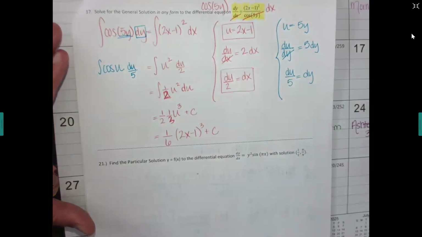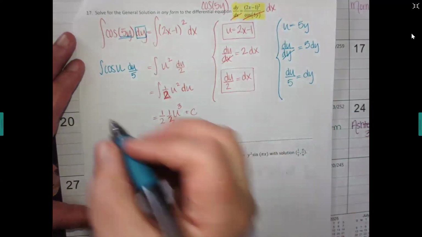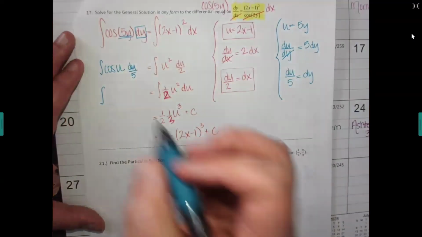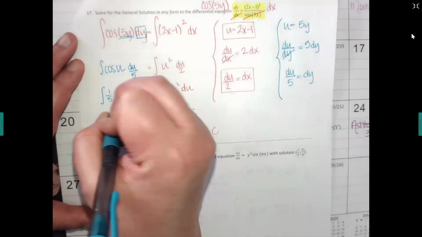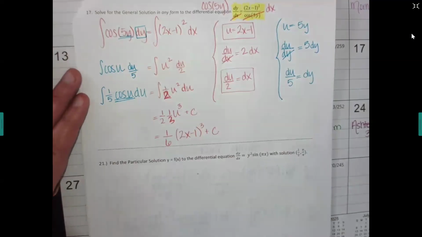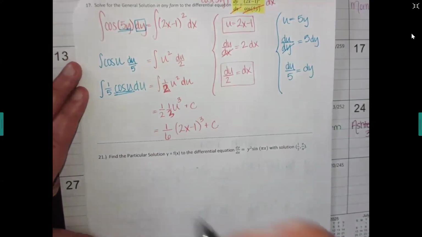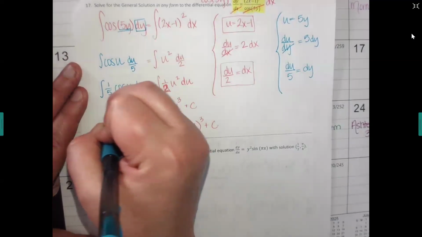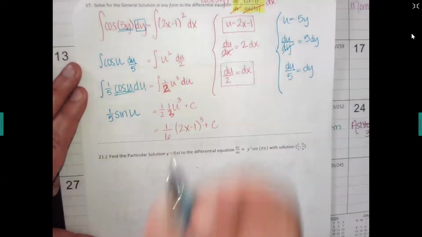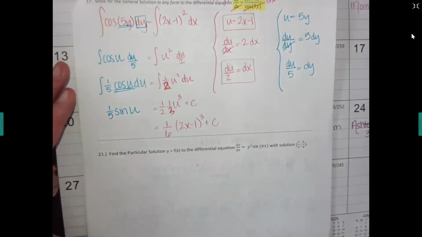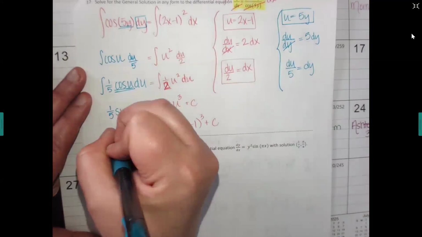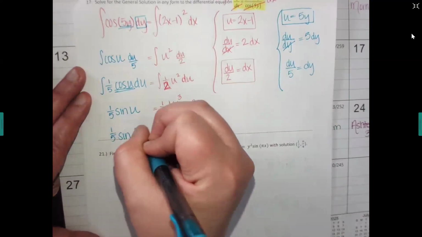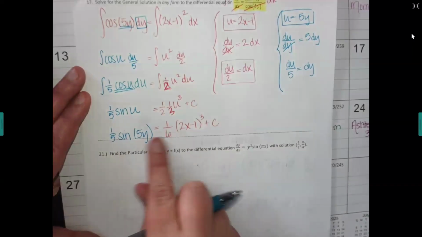And then just like on the other side, I'm going to take that 5, pull it up to the front. What fraction would I have in front? 1/5 cosine u du. Okay, think snow cone. What does cosine go back to for an antiderivative? Sine. Okay, remember no plus c on the left side because we already put it on the right. And then we're going to turn that back into our 5y. So it'd be 1/5 sine 5y equal to this.